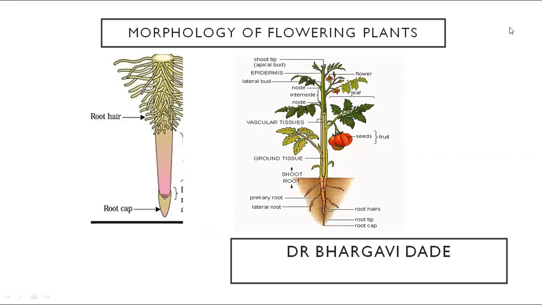Today I'm going to explain about morphology of flowering plants. So I'll be covering this topic in parts. First part, I'll be talking about root. Then next I'll be covering in next class about stem, leaf, and then inflorescence, androecium, gynoecium, and finally the floral formula.